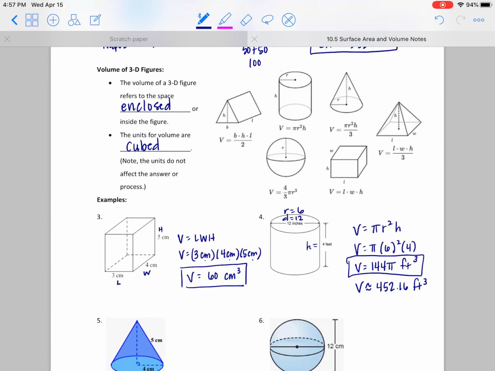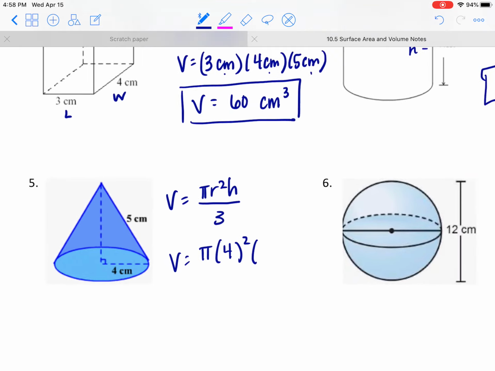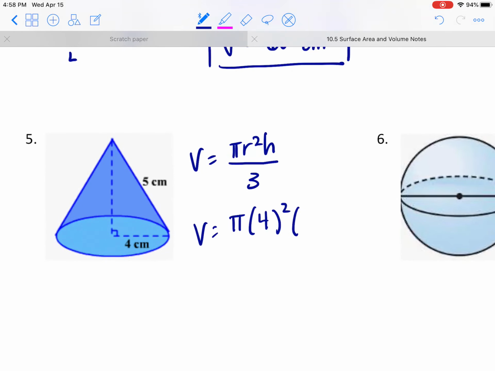All right, number 5, we've got a cone. So the cone, or we call that a circular pyramid, it says pi r squared h divided by 3. So volume equals pi r squared h divided by 3. And so in this case, pi times our radius is 4, that gets squared, and then we have to multiply by the height. Small problem.